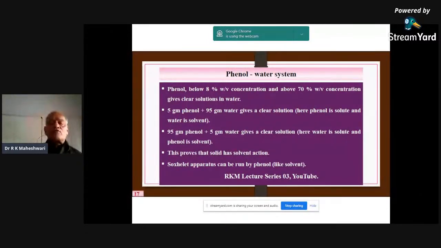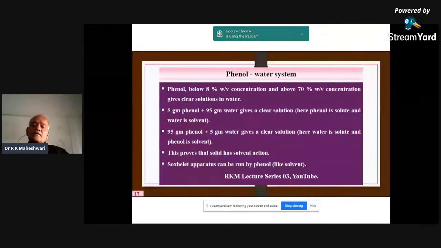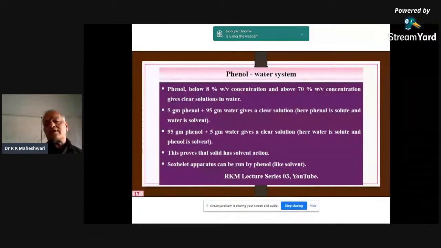A Soxhlet apparatus can be run with phenol, just like a solvent, as you use solvent in a Soxhlet apparatus for extraction of active constituents. I have tried this with phenol. Phenol was in a ground-glass flask, with vigorous boiling, vapors were going and they were condensed in the extraction chamber. And I used three types of materials. Number one, turmeric powder in a cotton bag. The yellow matter was extracted out by siphoning and all that. Similarly, peanut oil was extracted from peanut powder. Similarly, sesame oil was extracted from sesame seed.